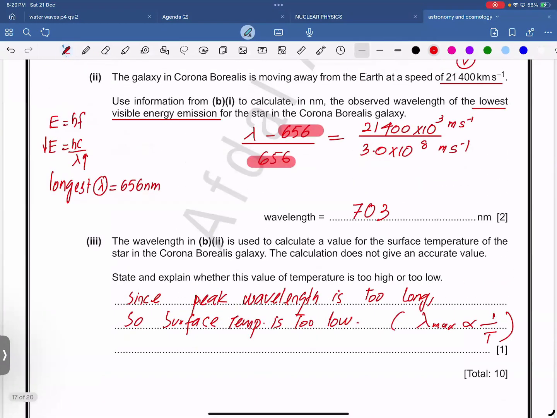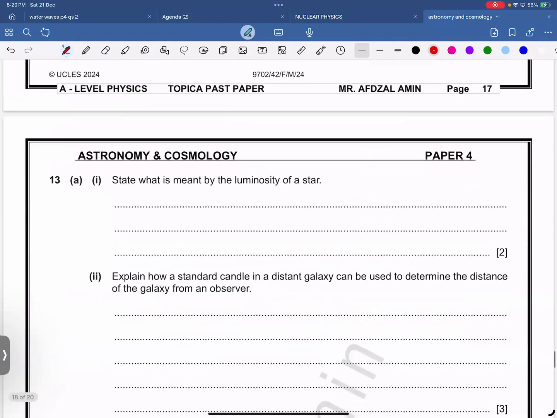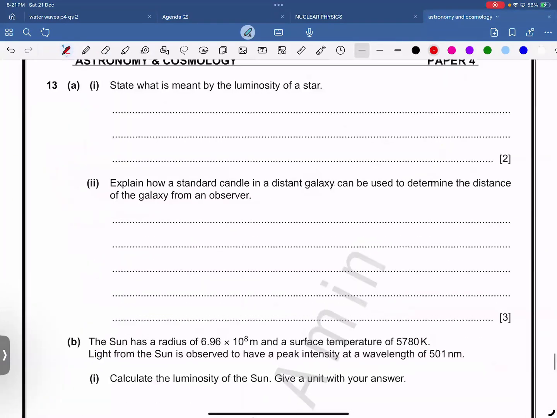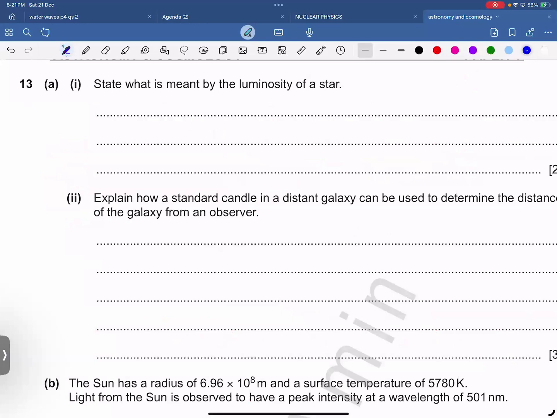Yeah? One more question. It's the last one. What is meant by luminosity of star? Total radiant power. Total radiant power emitted by the star is called luminosity.